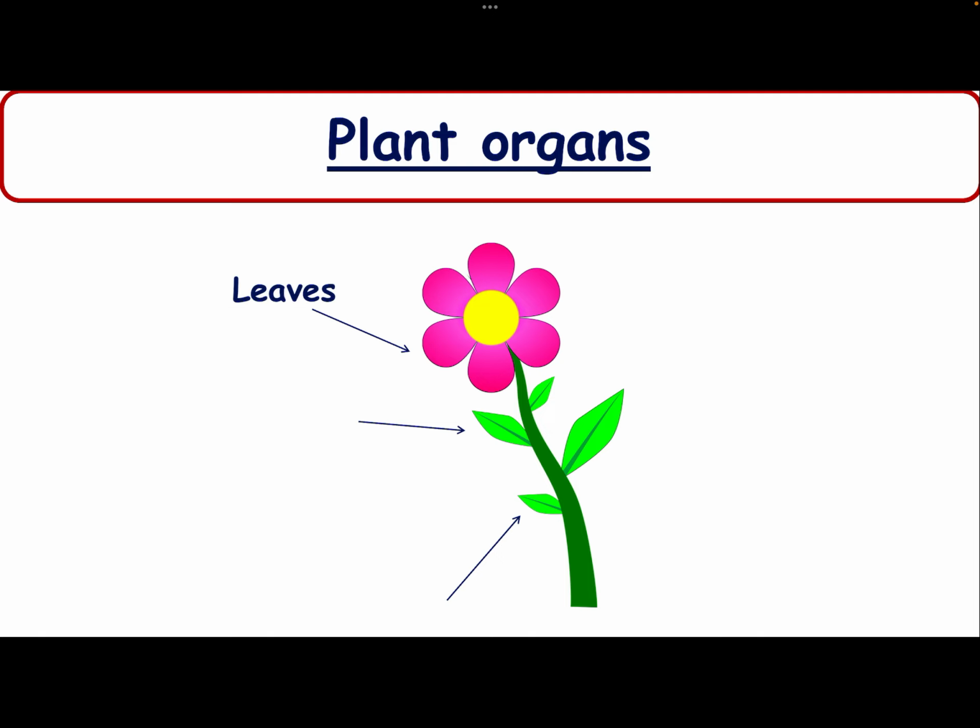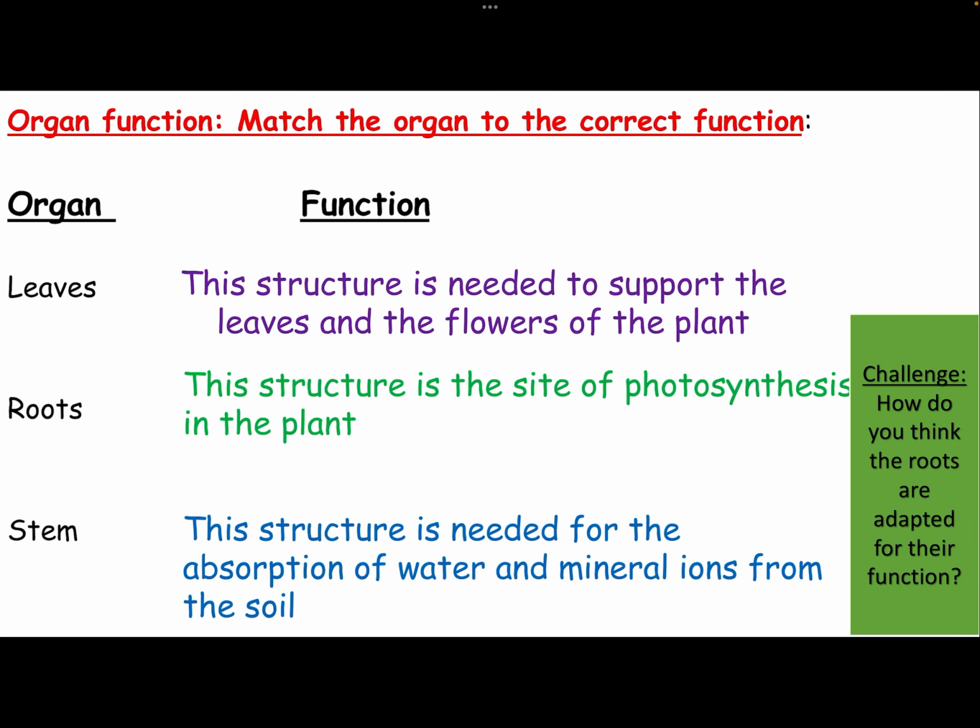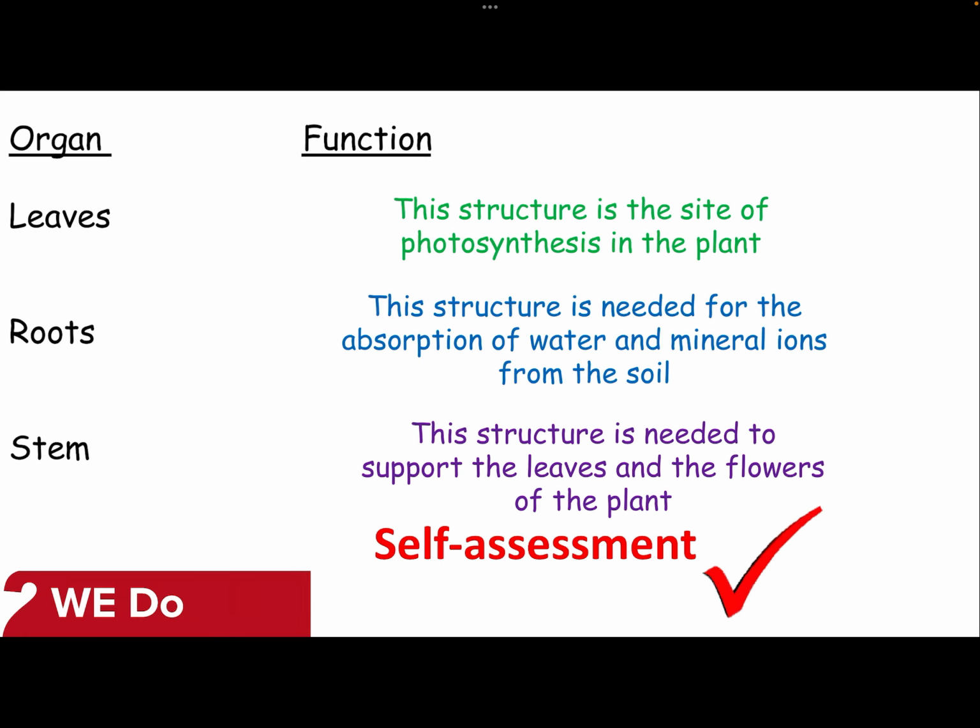So plant organs, so leaves, stem, roots, and then the function of each of these. The structure needed to support the leaves and the stem, so these are not in the correct order. Roots and stem. So if I had to draw lines in order to do that here, the structure is the site of photosynthesis. That sounds like the leaves to me. The structure needed for absorption of water sounds like the roots, and the stem supports the leaves and flowers. And there you have it.